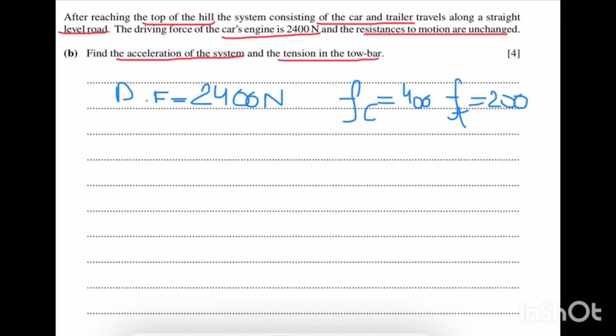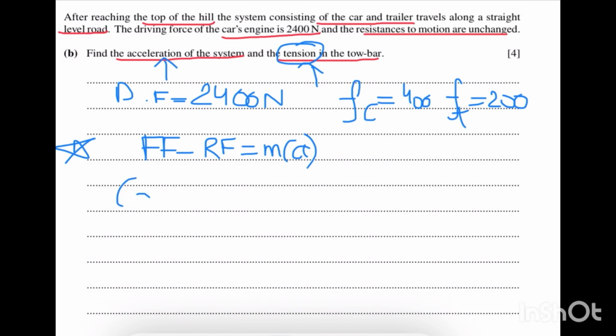So in order to find the acceleration and the tension in the tow bar, we will use the forces formula, which is forward force minus resistive force is equal to the mass multiplied by the acceleration. This is the best option since it includes both the acceleration and the tension in the tow bar. So now when we're using the forces formula, we will not look at the entire system, rather we will look at the objects individually. So for the car, the forward force is the driving force that it exerts.